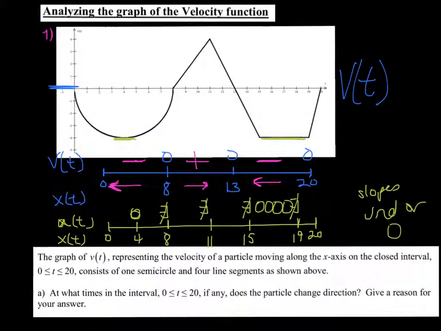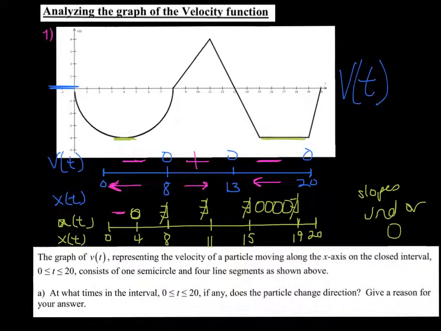Okay, so let's take a look at my intervals. Between 0 and 4, what is the graph doing? I would say that the graph's slope is negative, that it is going downhill. So I'm going to go ahead and put a negative here.